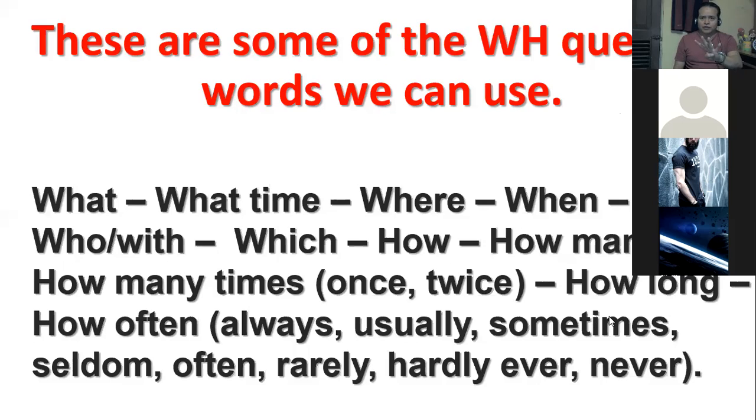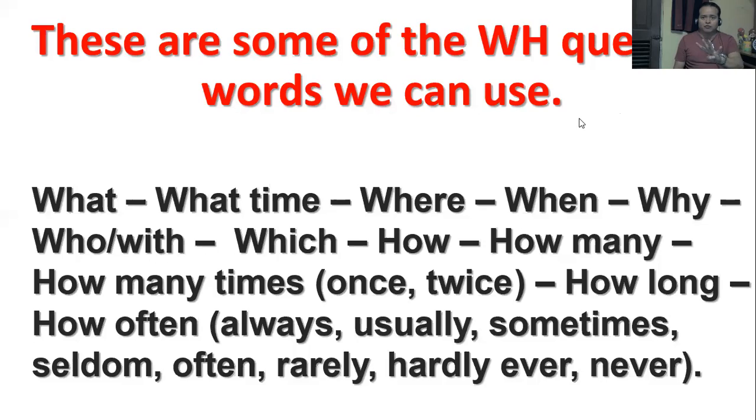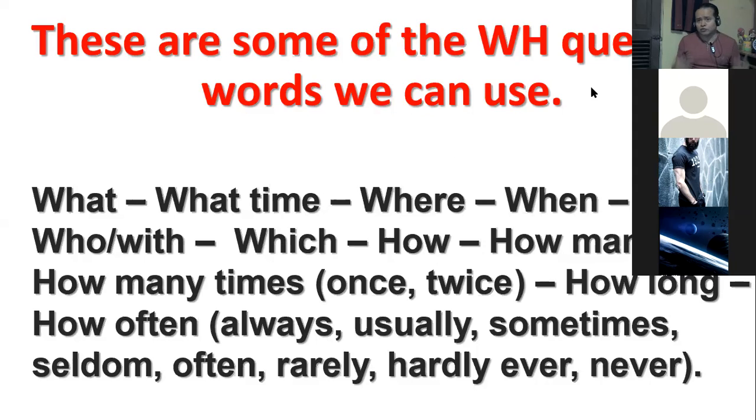So what we're going to do today is the same thing, only we're going to continue from the last question that we did. So we did what, we did what time, we did where, and we did when. Did we do why? Yes. We did why, and we did who with, the last thing. Okay, so we're going to continue with which. Do you know what does it mean, which? Very good. Qual. That means that you have an option or that you're opting for something, okay?